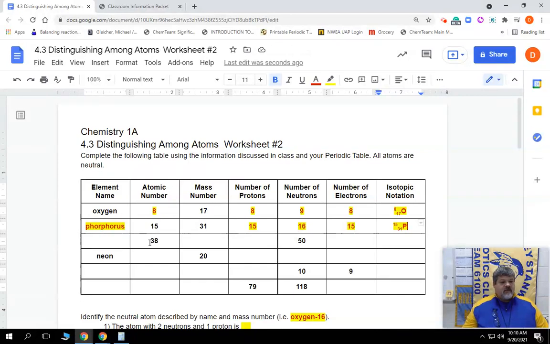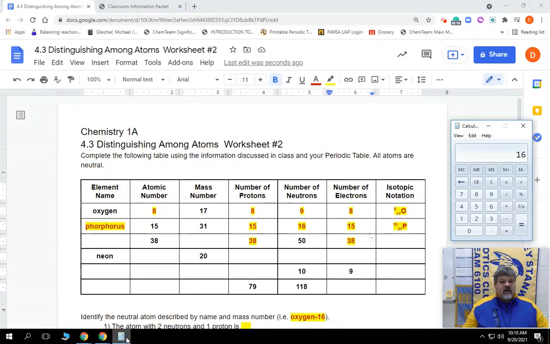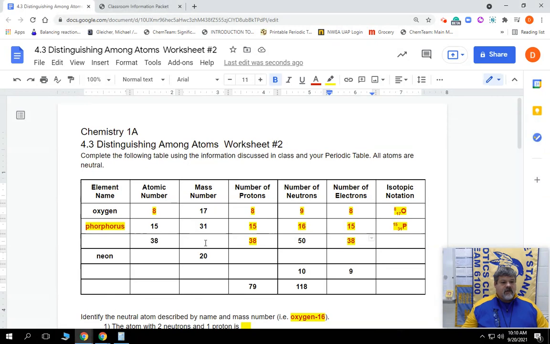The next one we have 38 is our atomic number, so that's the number of protons, 38. It's also our number of electrons, 38. Our number of neutrons is 50, so we're going to add these two together. So we can bring up our calculator if we need to. Okay, we can go 38 plus 50 equals 88. So we're going to put 88 right there.